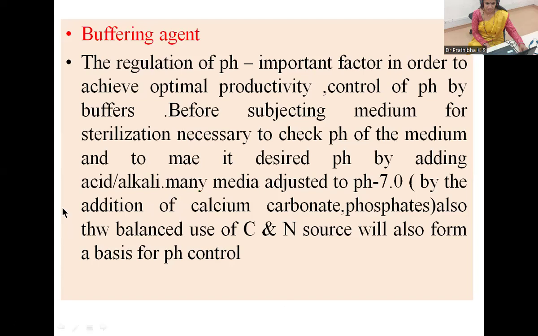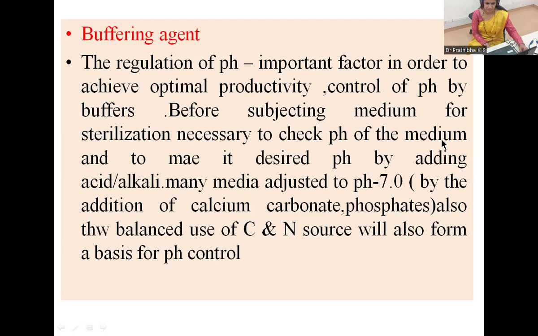And the next most important one is the buffering agent, the regulation of pH. Okay, the regulation of pH is also a very important factor in order to achieve optimal productivity, right? Control of pH by buffers is very, very important. If the pH is not controlled properly, you're not able to get the product. The optimum pH allows optimal growth of the microorganisms and also gives a good yield of the product.